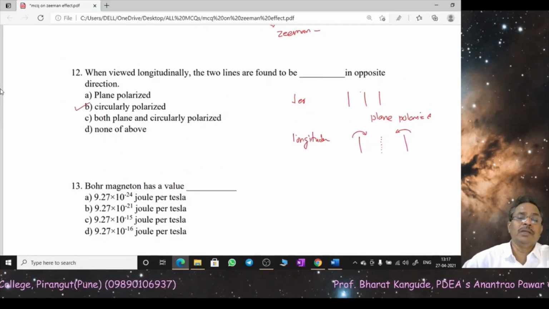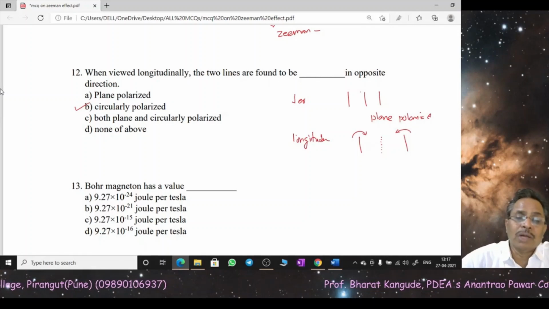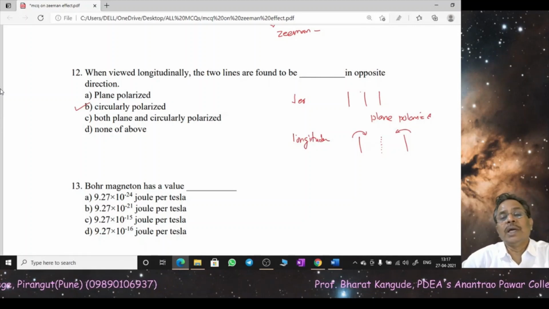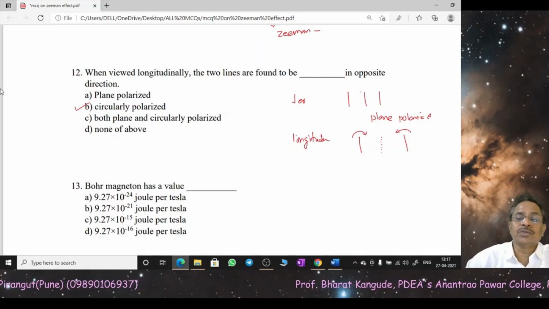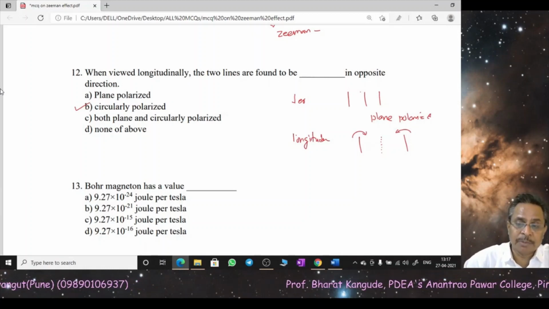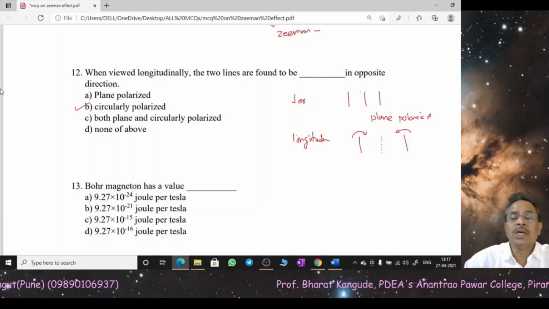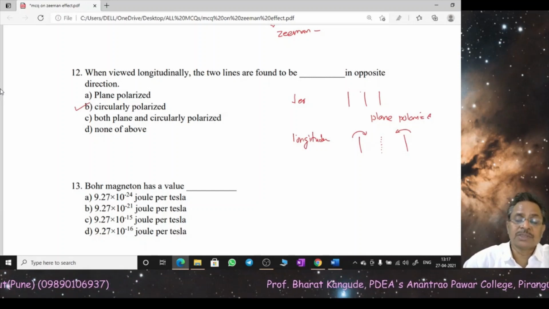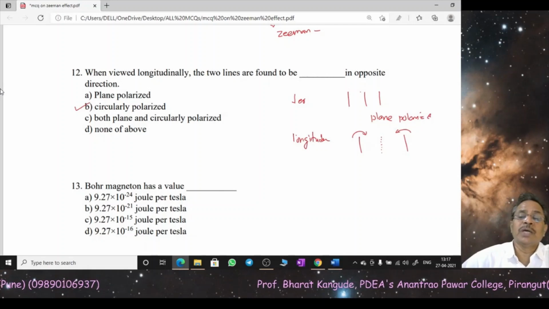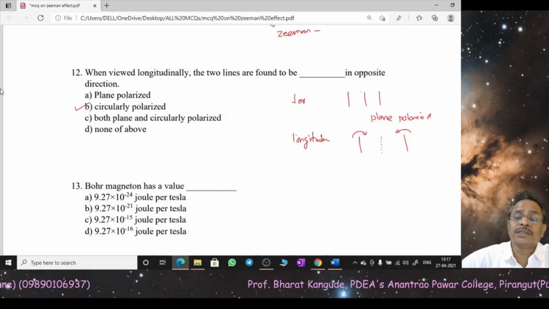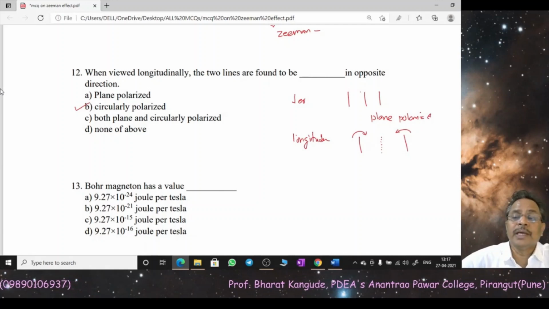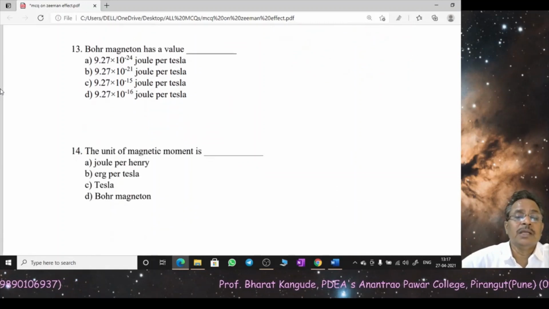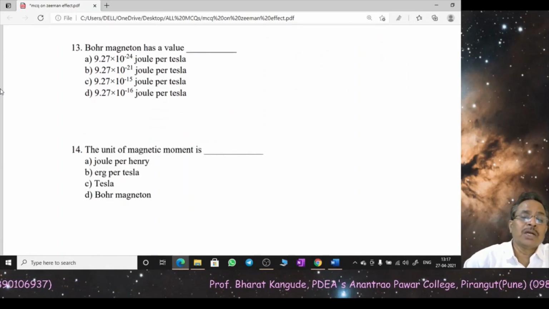That is why in question 12, when viewed longitudinally, the 2 lines are found to be circularly polarized in the opposite direction. That is to be remembered: what happens in the perpendicular view, what happens in the longitudinal view. Transverse as well as longitudinal, these views have these orientations of the polarization of the light, and that is shown in the example. Then the Bohr magneton has the value.